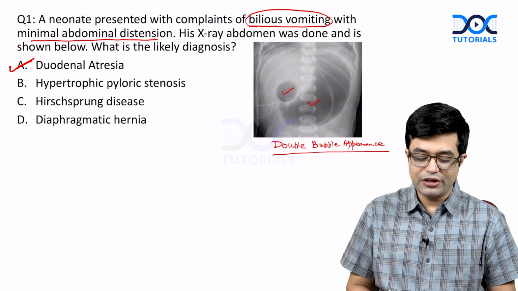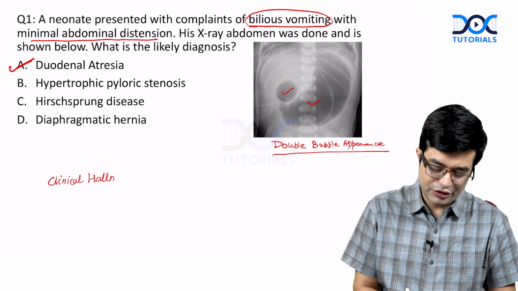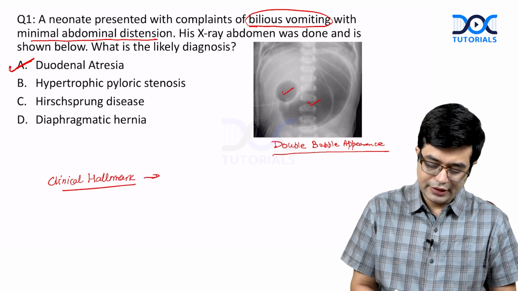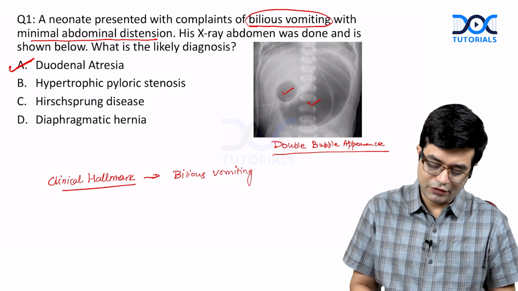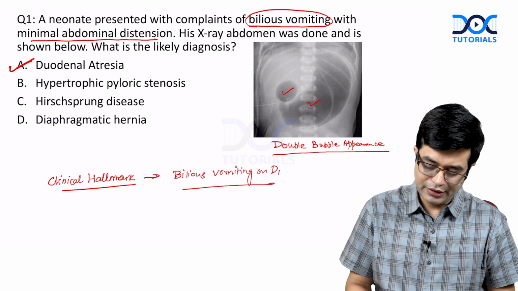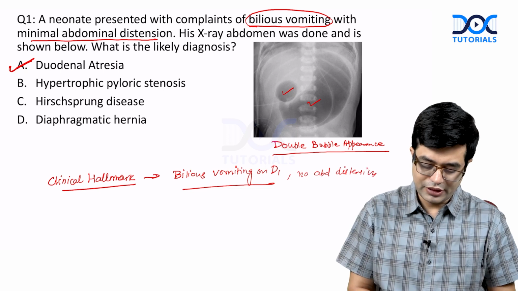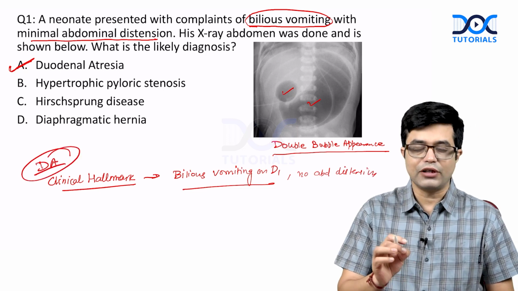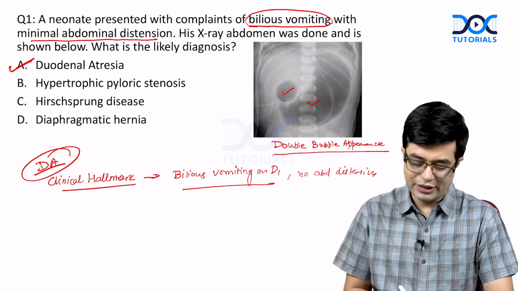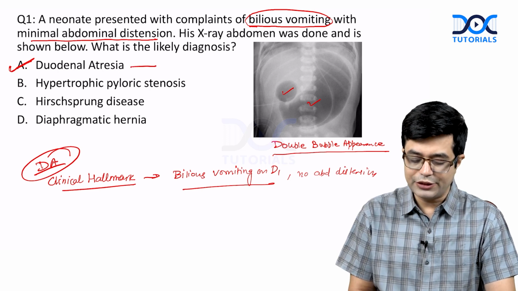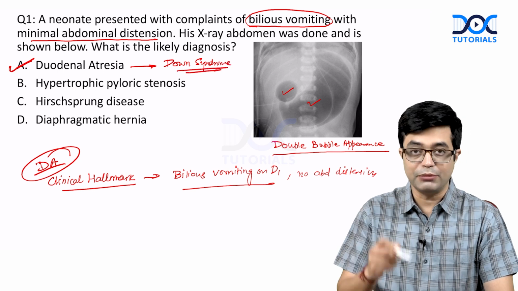Remember that in duodenal atresia, the clinical hallmark is always bilious vomiting on day 1 of life, but there will be no abdominal distension. This is the typical presentation of duodenal atresia. Duodenal atresia is one of the most common varieties of intestinal atresia, particularly common in Down syndrome. So an additional thing you can remember for a future exam is that duodenal atresia is very common in Down syndrome, that is trisomy 21.